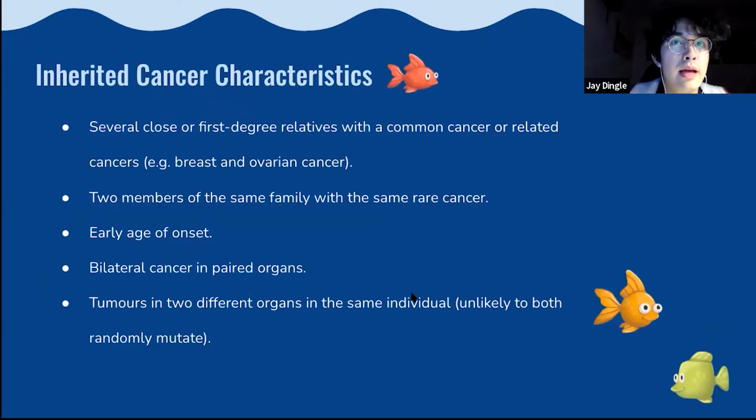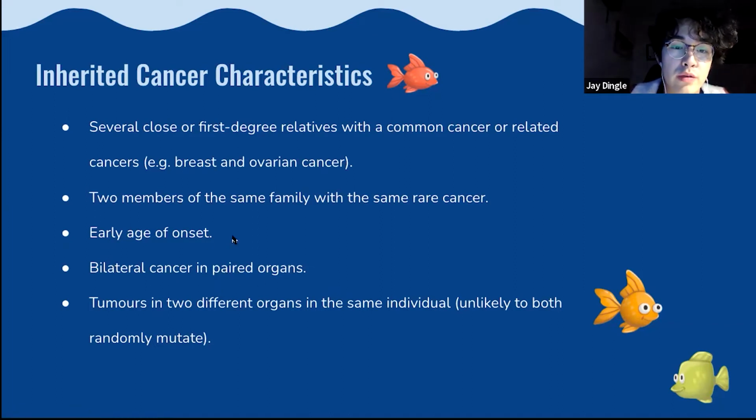Okay, taking a dive into inherited cancer characteristics. So several close or first degree relatives with a common cancer or related cancers may predispose you to an inherited cancer of some form. 2 members of the same family with the same rare cancer is something to look out for. Other things such as early age of onset and bilateral cancer in paired organs.